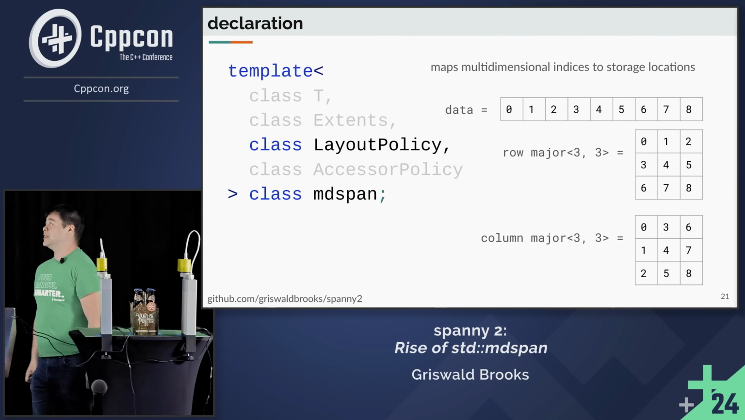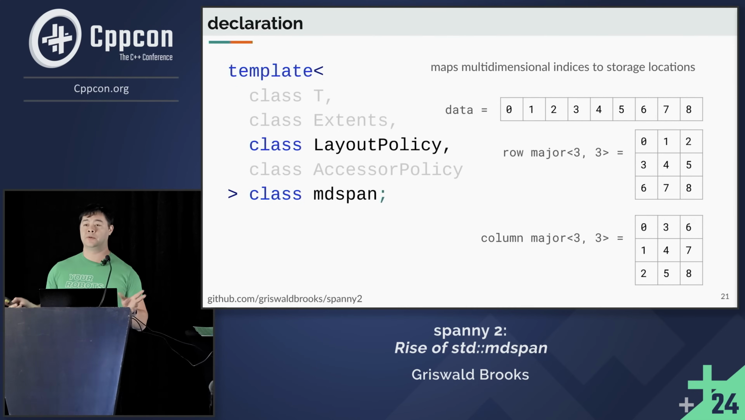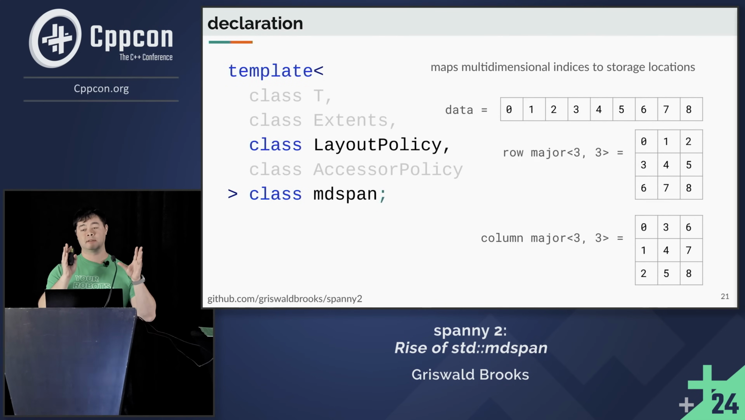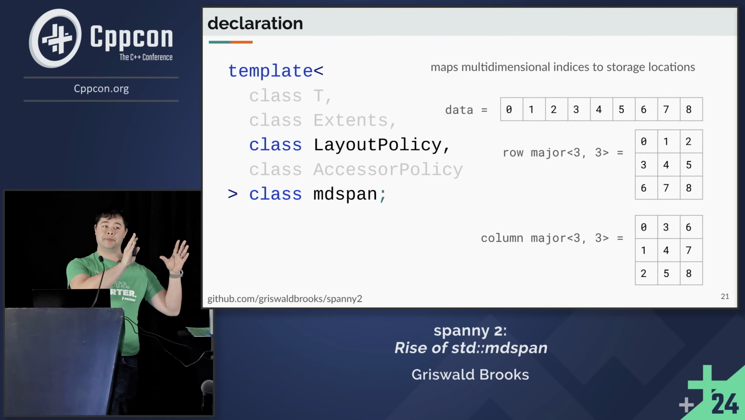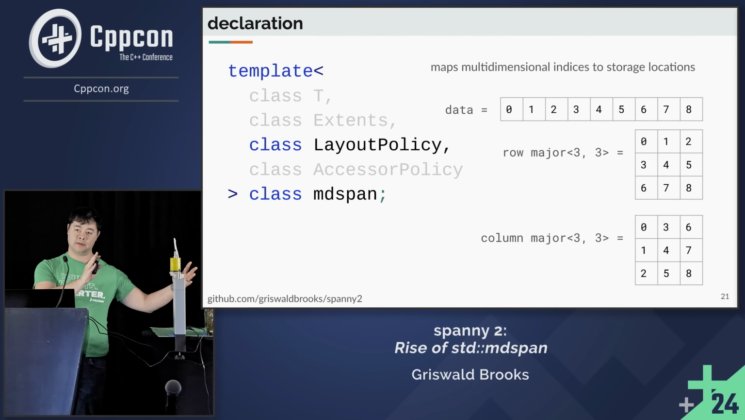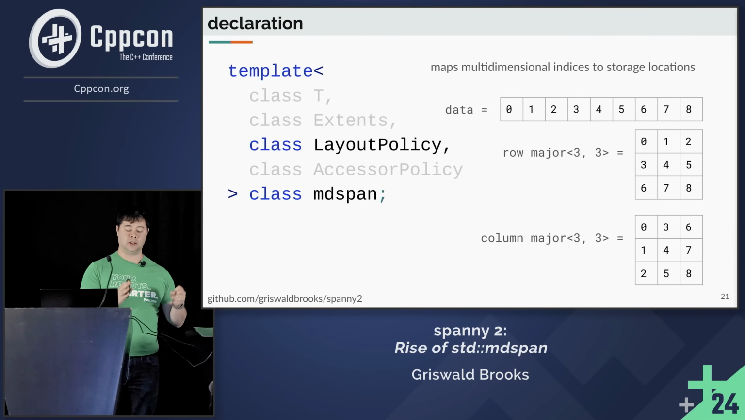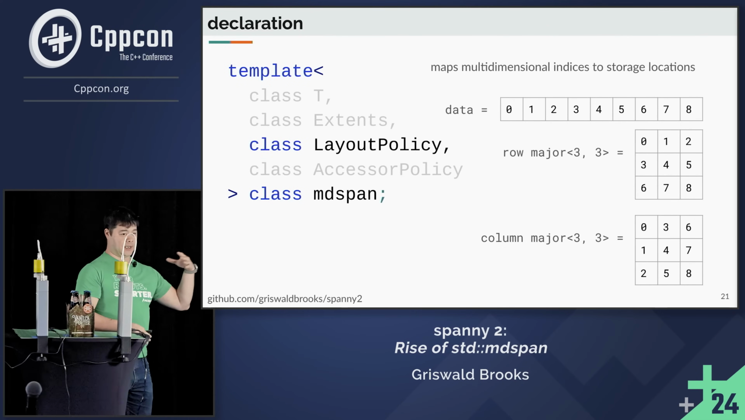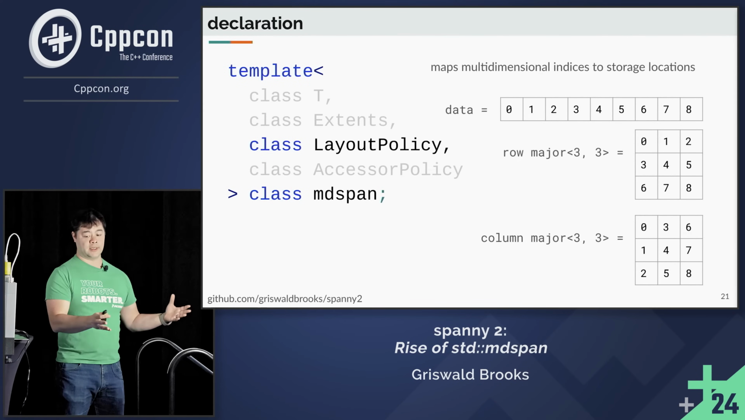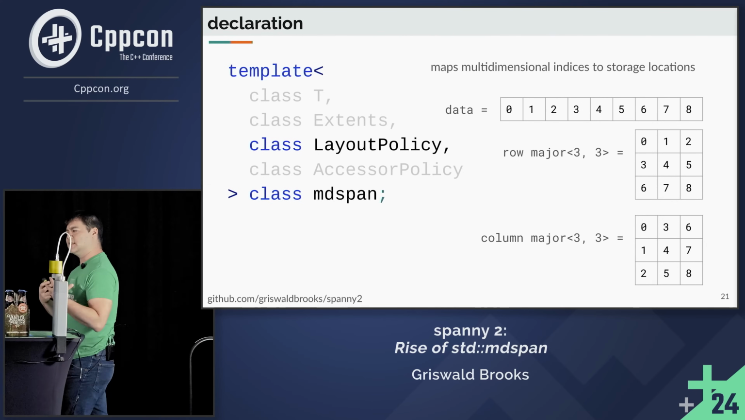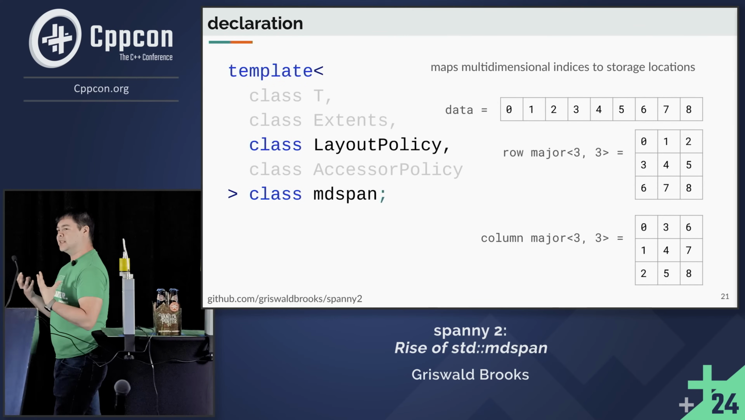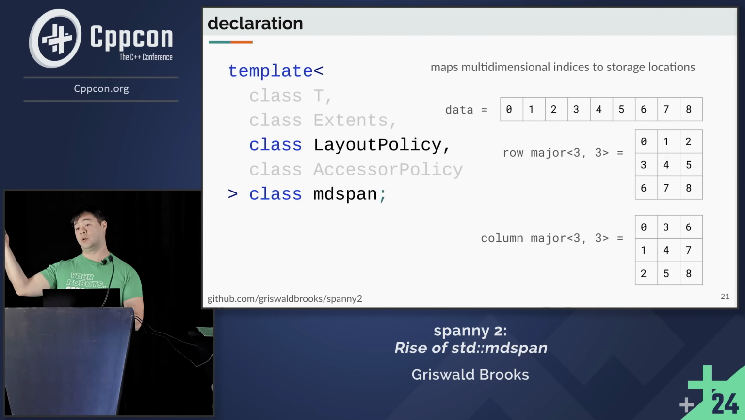First customization point that we have here, the layout policy. The layout policy is the thing that maps your multidimensional index to a storage location. So that's the whole purpose. Imagine if we had this linear piece of data, right? 9 elements here.